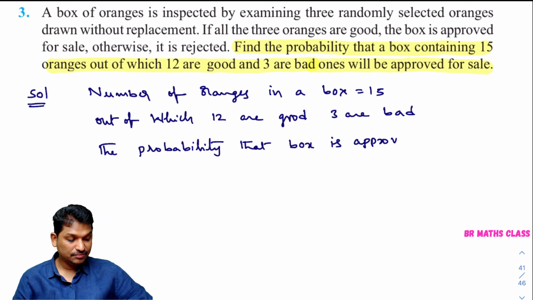So what is the probability that the box is approved for sale? The answer is 44 divided by 91. Further you can calculate using a calculator, or you can stop here also, nothing will happen. I think the textbook answer is the same, 44 divided by 91. I hope you are understanding.